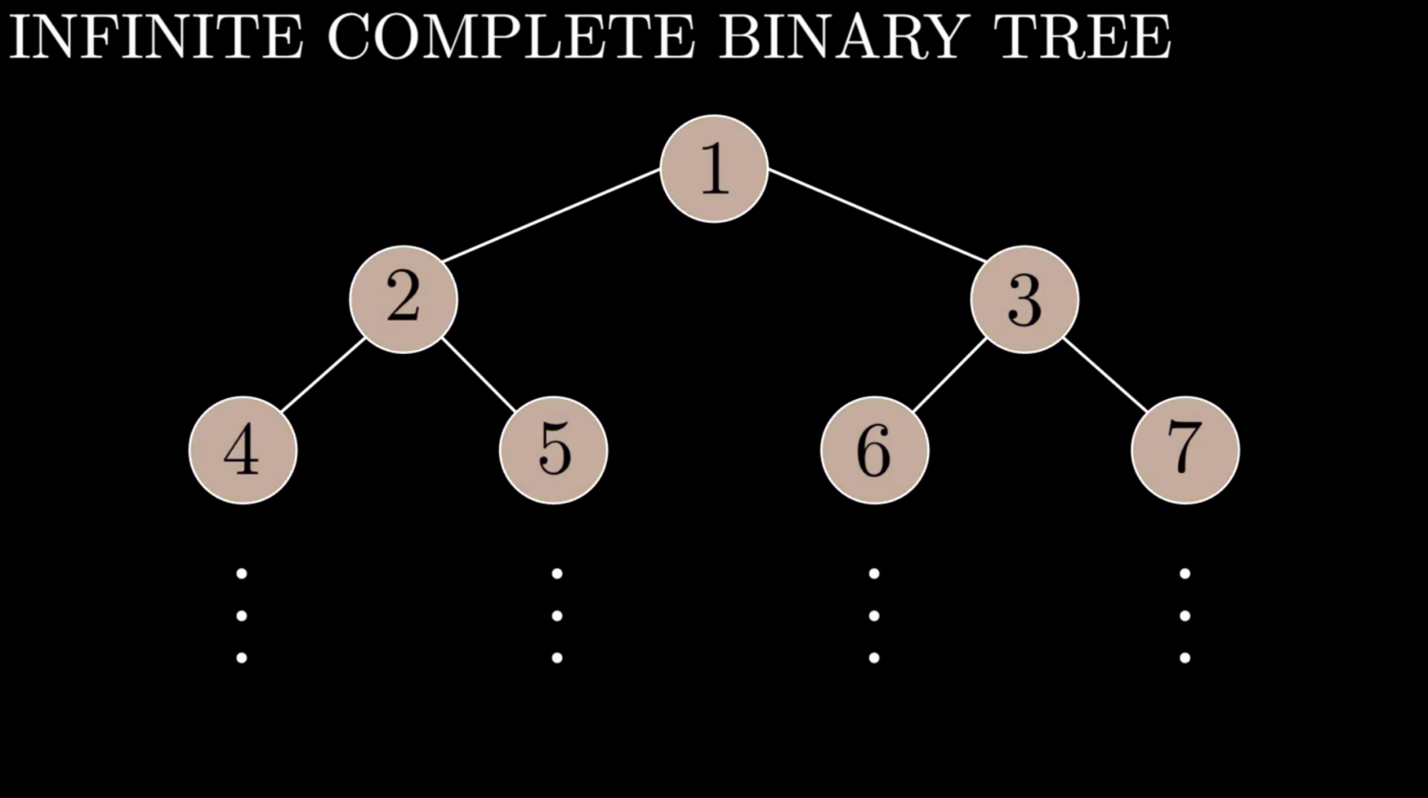However, the number of distinct infinite paths you can take from the root by choosing left or right at each level is uncountably infinite. In other words, there are more possible paths through this tree than there are natural numbers. This cardinality is denoted by 2 to the power of aleph null, which is the same as the cardinality of the real numbers, also known as the continuum.